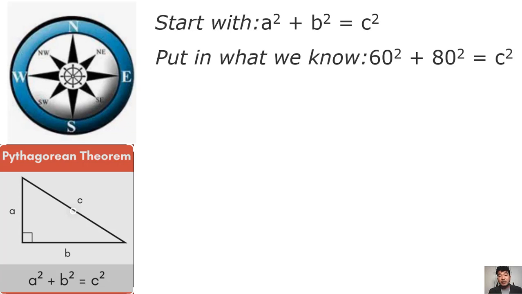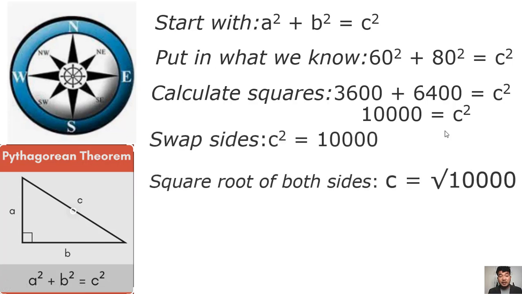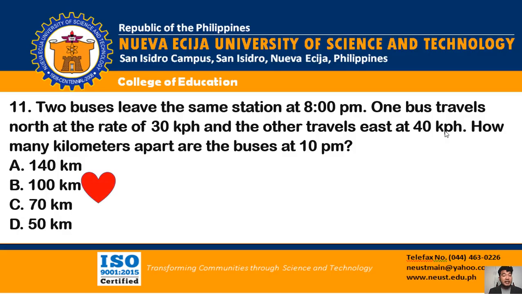That is why you'll have 60 squared plus 80 squared is equal to c squared. And then we simplify it further. We calculate squares. You'll have 3,600 plus 6,400 is equal to c squared. You add, that's equal to 10,000 equals c squared. Then solve for c. You take the square root of both sides of the equation. c is equal to 100. Meaning, the distance of the two buses at 10 p.m. is already 100 kilometers using the Pythagorean theorem.